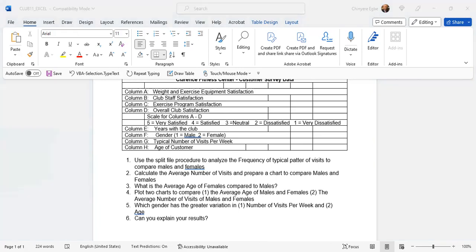So two things that you should bear in mind. We're going to calculate the average age and the average number of visits. So I'm going to stop this share and I will pull up the Excel. The Excel sheet now? Yes.